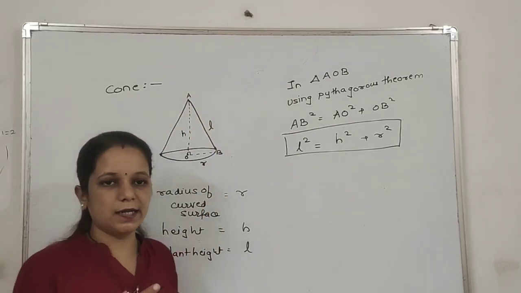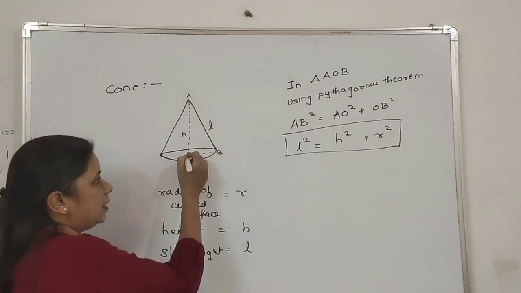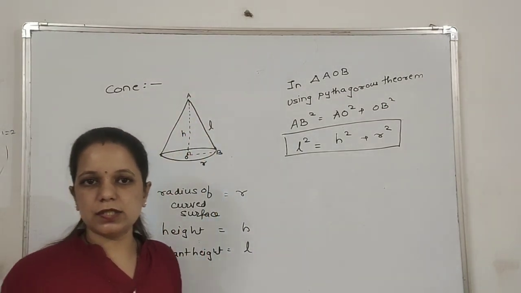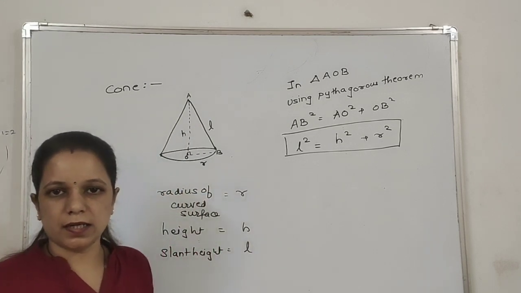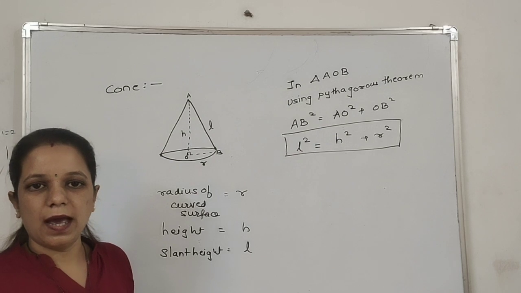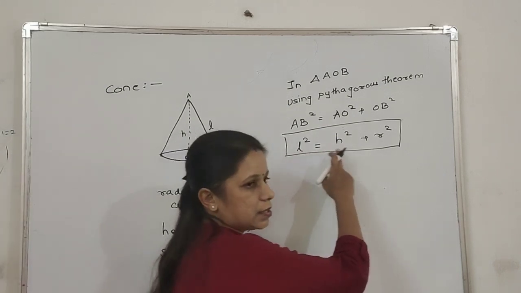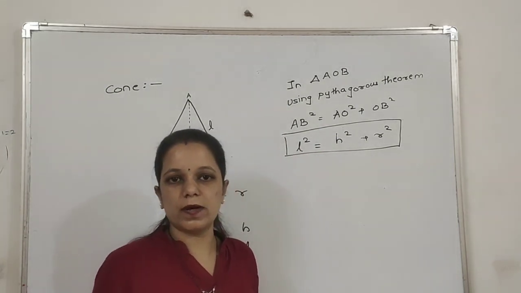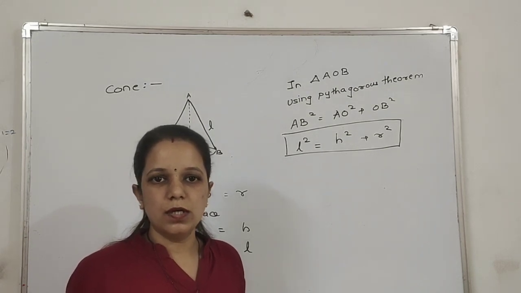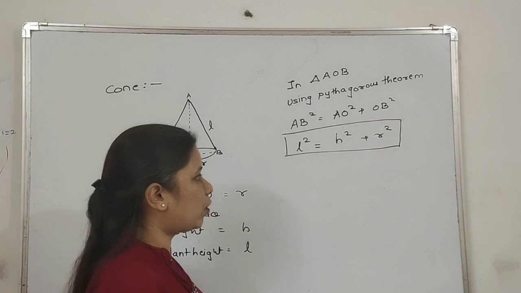Cone has two heights. This is your regular height and this is your slant height, which is a bit slanting. Okay, so that is called your slant height of the cone, and it is given by the formula L square is equal to H square plus R square. Now we will go to surface area of cone.